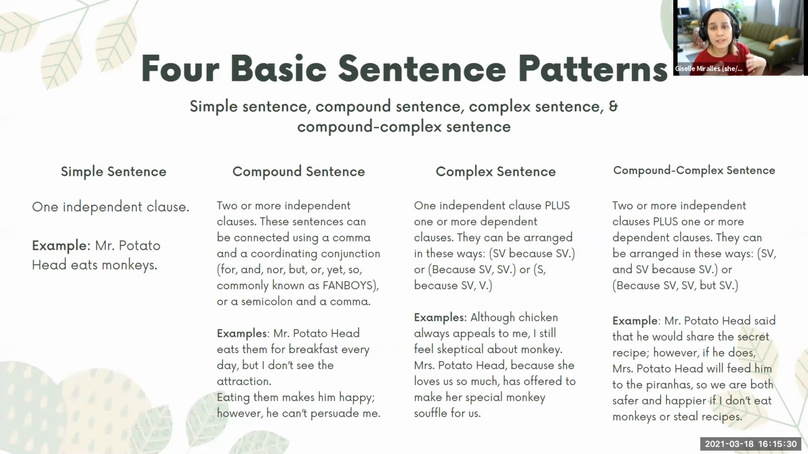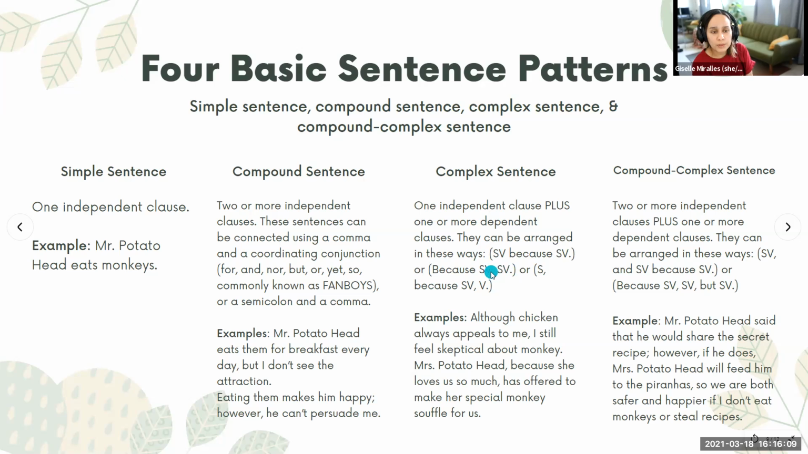On the other hand, there's another type of sentence called a complex sentence. A complex sentence is one independent clause plus one or more dependent clauses. They can be arranged in these ways: SV because SV, or because SV, comma, SV, or S because SV, comma, V. This is just a way to show that SV stands for the sentence in the beginning, or the first part of the clause here, and then the second one.